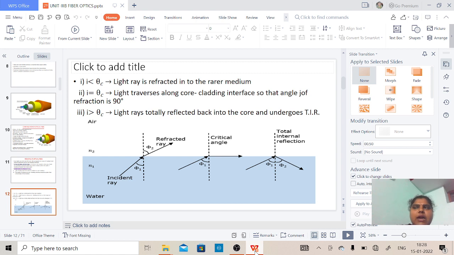Next, i greater than theta c means the angle of incidence is greater than the critical angle. Light rays are totally reflected back into the core and undergo total internal reflection. Here only we are gaining our required condition. That means the light rays are totally reflected back into the same medium, that is, into the core region, and that takes multiple reflections and gives the total internal reflection condition.